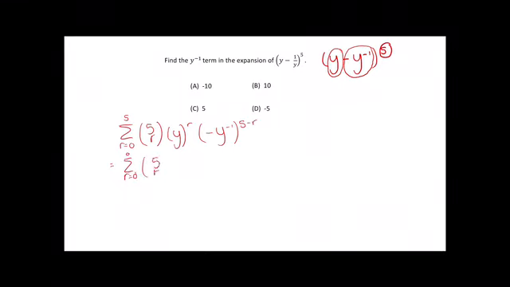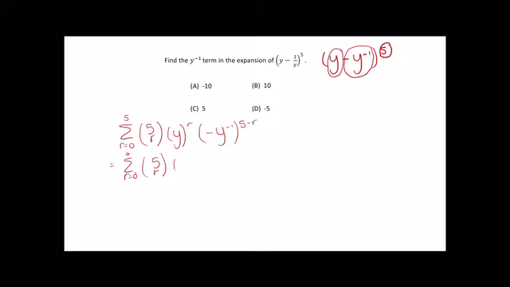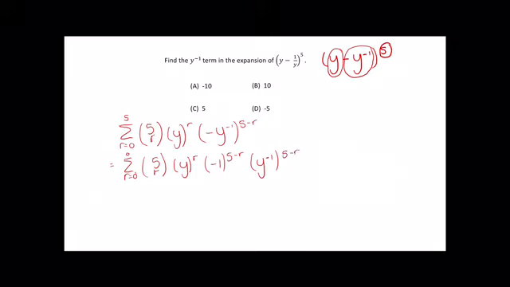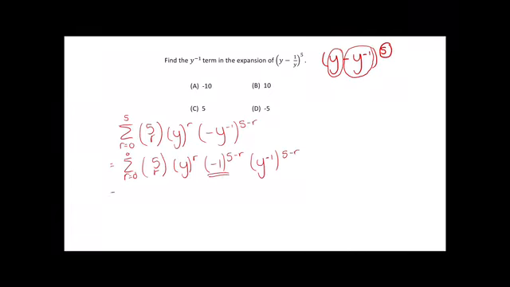So I'm going to start to simplify. I've still got my sum and my 5 choose r. I've got y to the power of r, and I'm going to separate this to negative 1 to the 5 minus r, and y to the negative 1 with our 5 minus r there as well. So by taking out that negative 1, I've now got a positive y, which is something that I can deal with. So keep going. I've got from r equals 0 to 5. I've just noticed I've put a 0 up here. That should obviously be a 5.